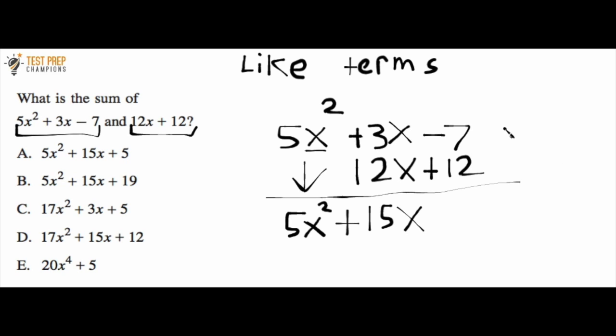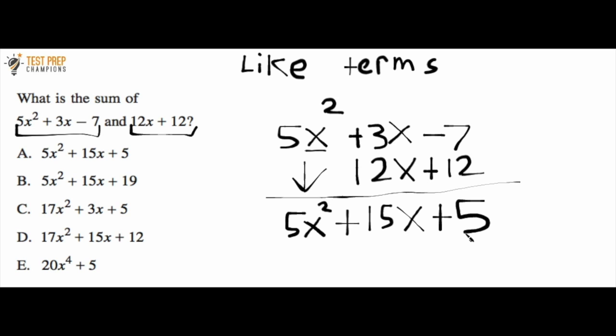Now, with my -7 and 12, -7 plus 12 is really the same as doing 12 minus 7, which gives us 5. And you're more than welcome to use your calculator for any of these questions unless I tell you otherwise. It's specifically a no calculator question. So the answer here should be A, 5x squared plus 15x plus 5.